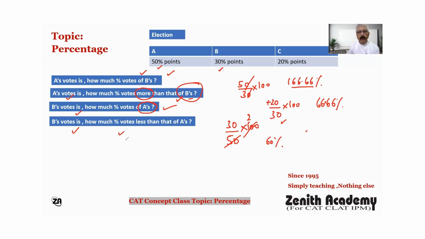B's vote is how much percent less than that of A's? With respect to A. A's vote is 50, B's vote is 30, meaning 20 less. So with respect to 50, B is getting 20 votes less. So with respect to 100, it is 40%. Right. These are some important tiny calculations, very, very helpful at the time of attempting percentage questions. Be careful with all these points.